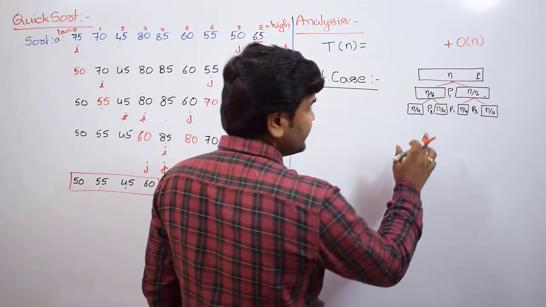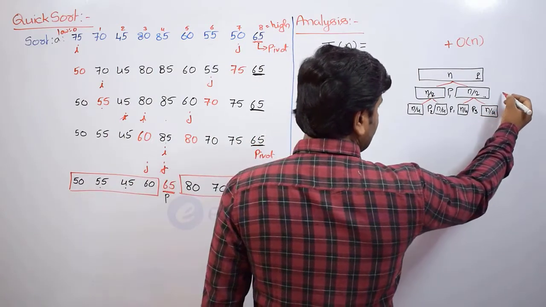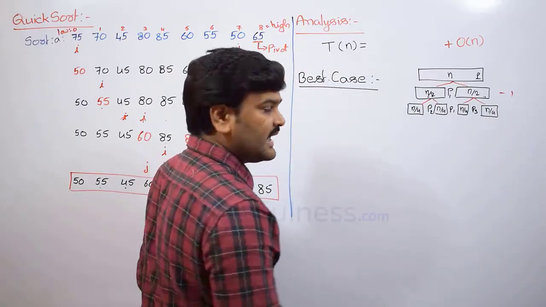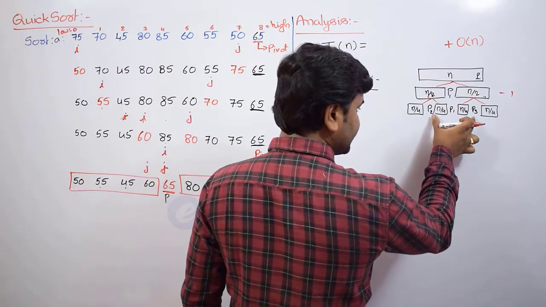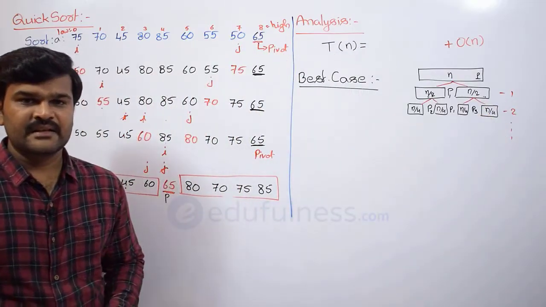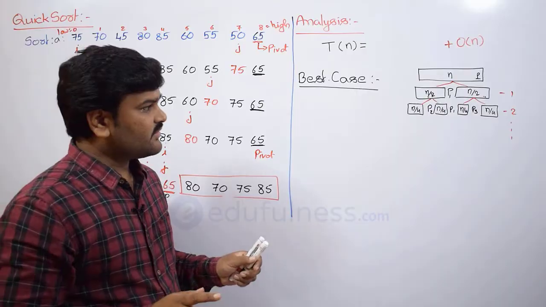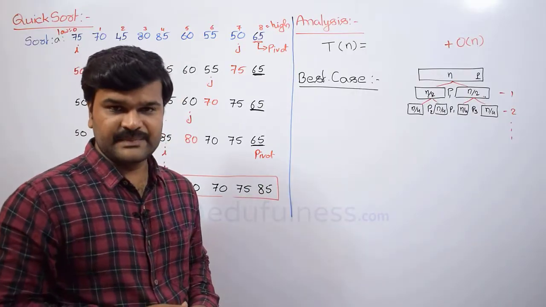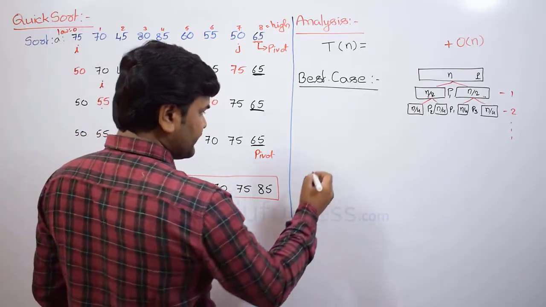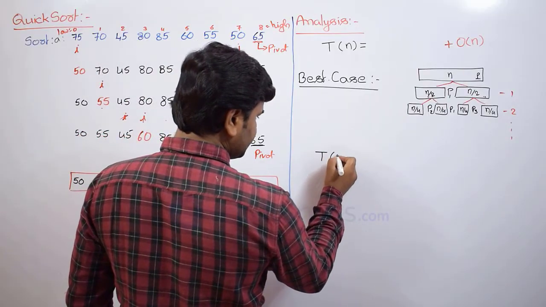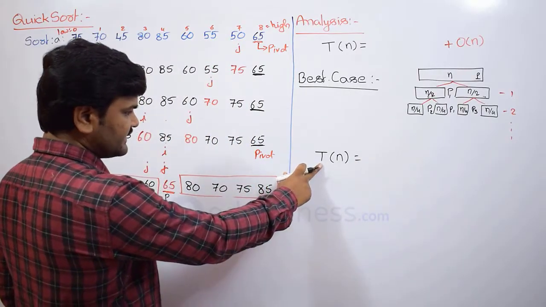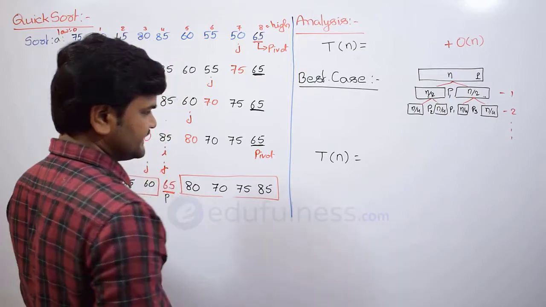Also, if you observe, in this iteration how many elements are sorted? One element. And in this, how many elements are sorted? Two elements. So like this it is moving. Okay, so this is first of all the best case scenario. Now let us try to analyze this one. We are going to take T of n. What does this mean? Time complexity of quicksort whenever you have n elements.